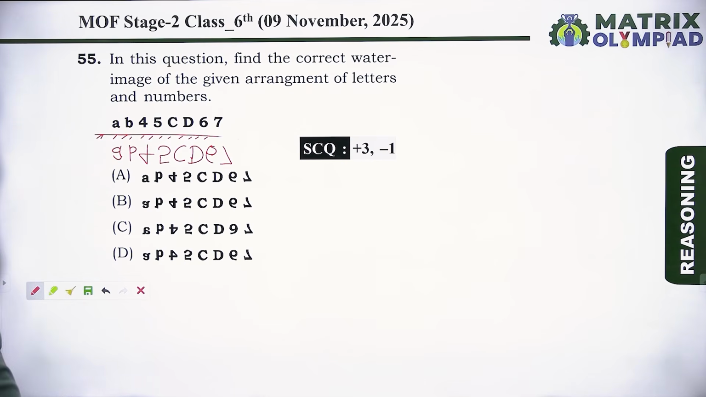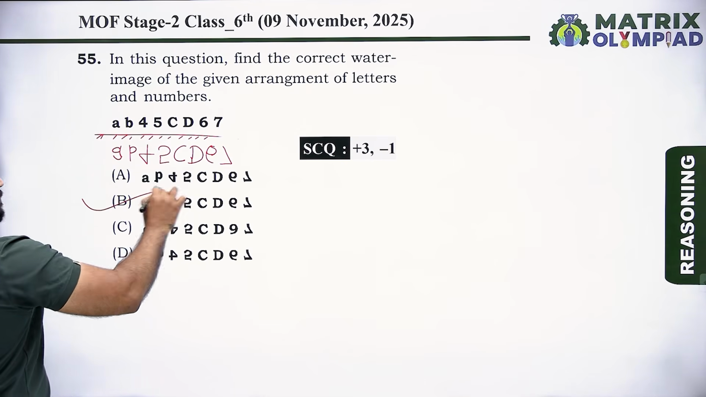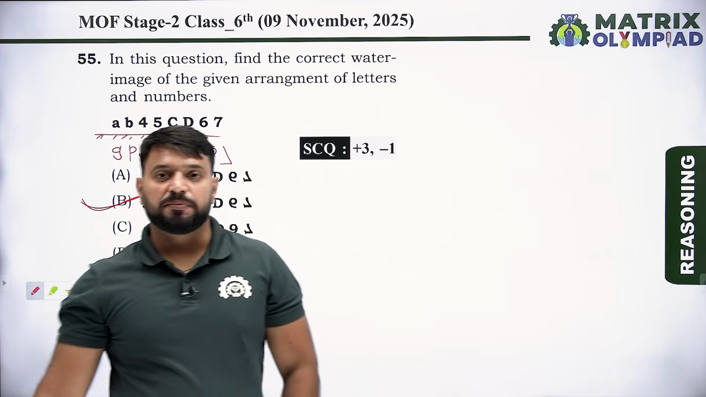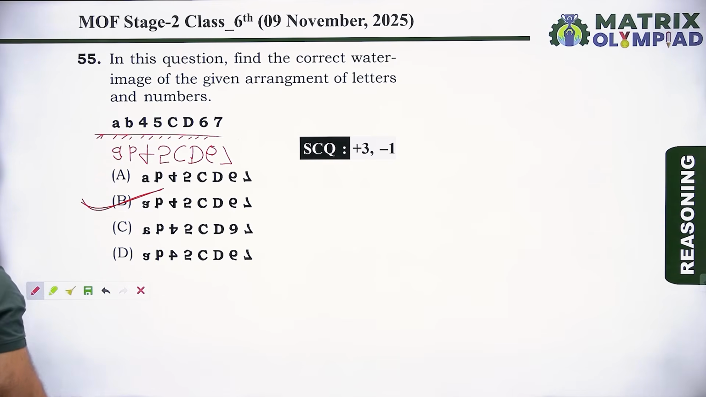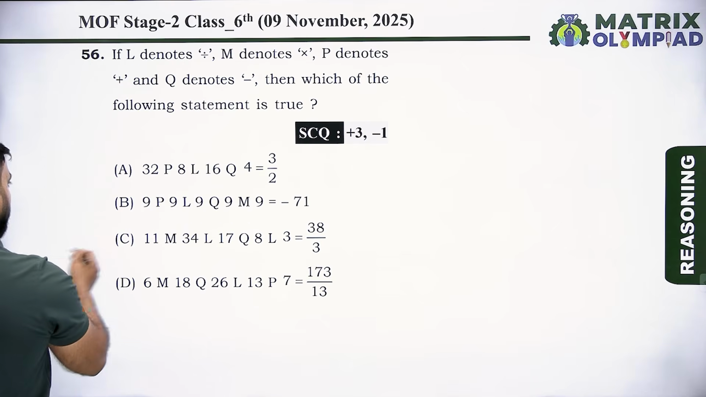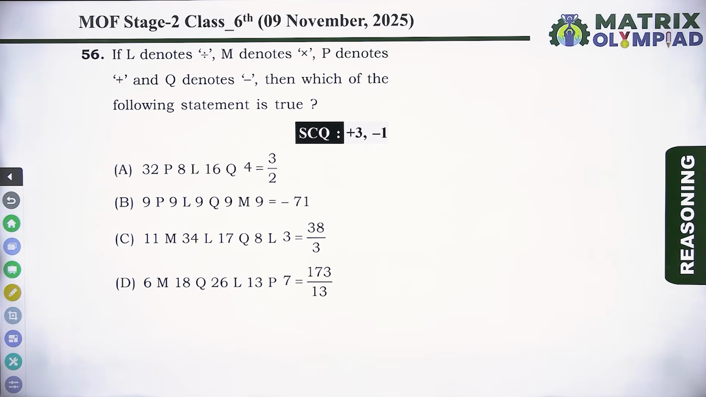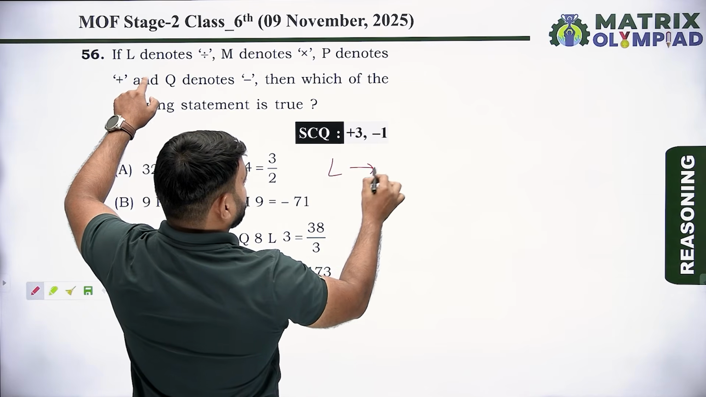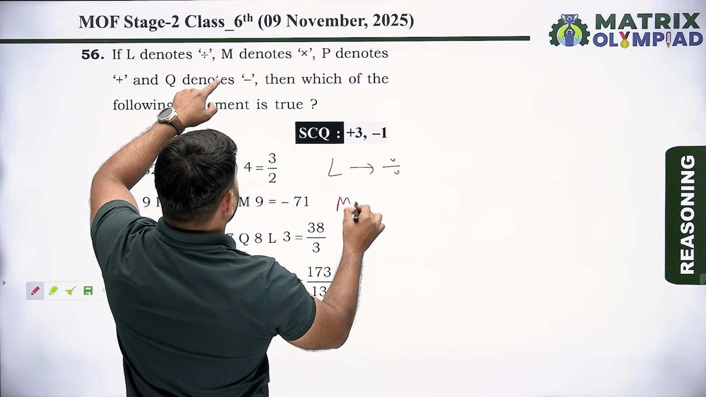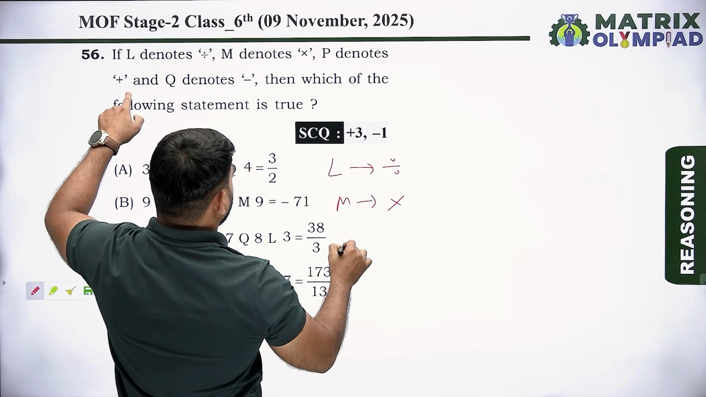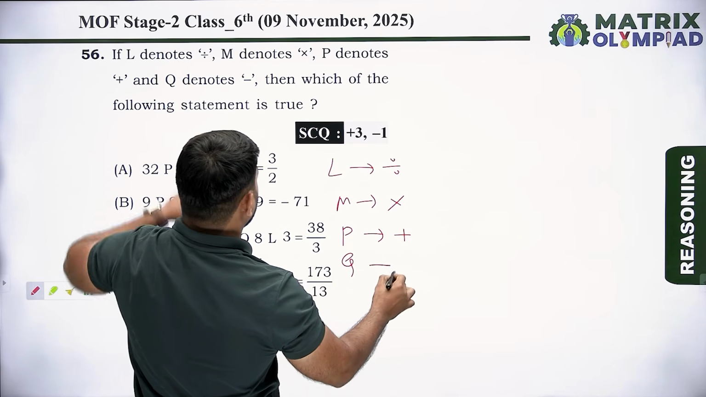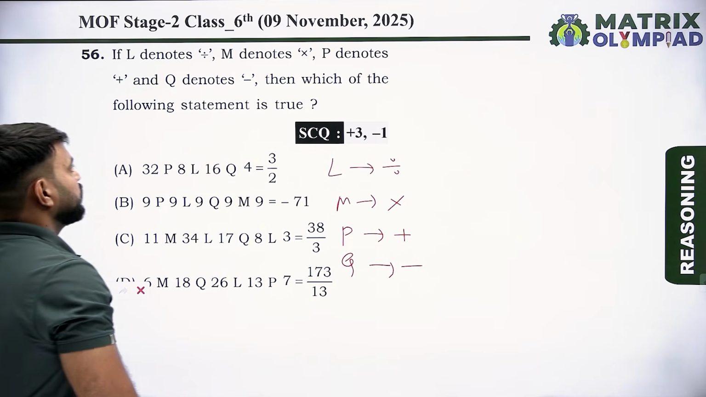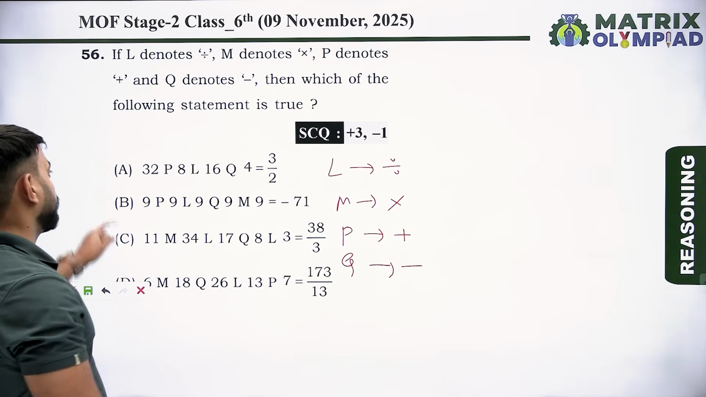So here option B shows the correct water image of given combination. So here option B is the correct answer of this question. Let's move on to the next question. So now next question is question number 56. If L denotes divided by, M denotes multiply, P denotes plus, and Q denotes minus, then which of the following statement is true?